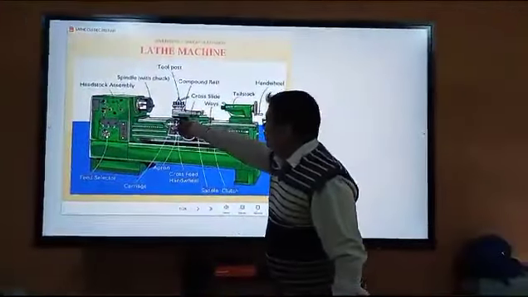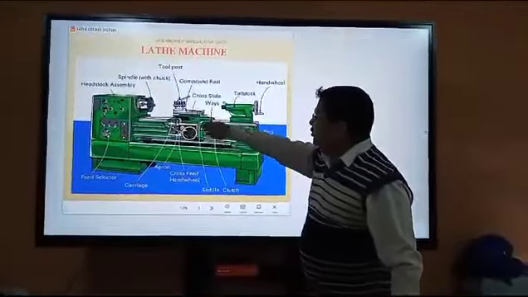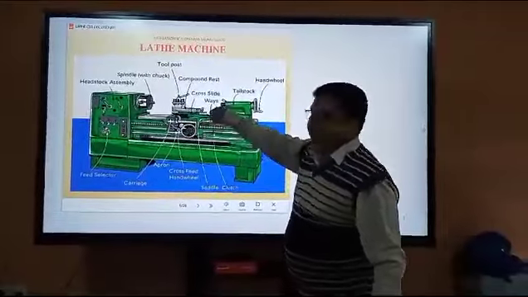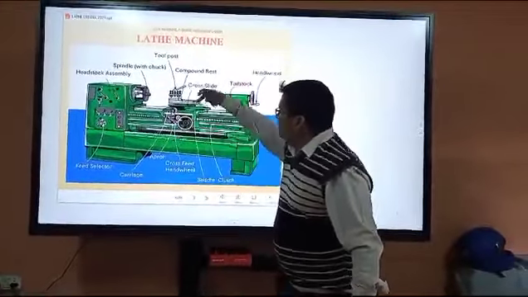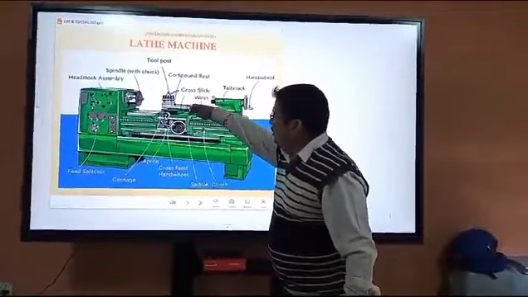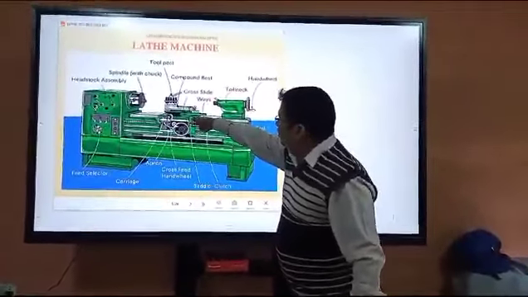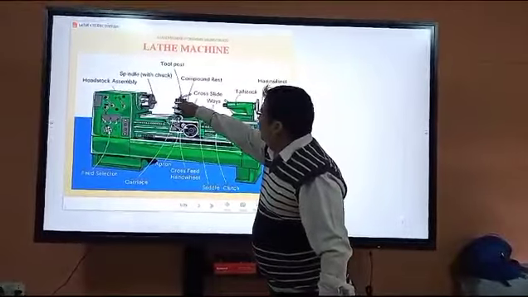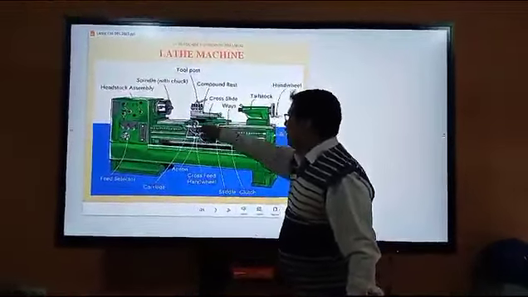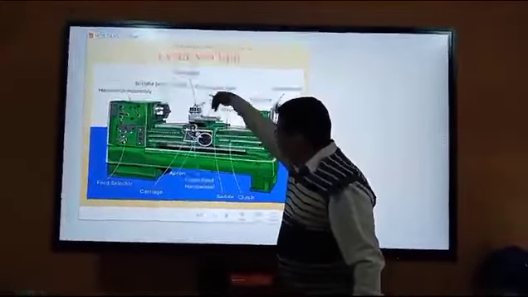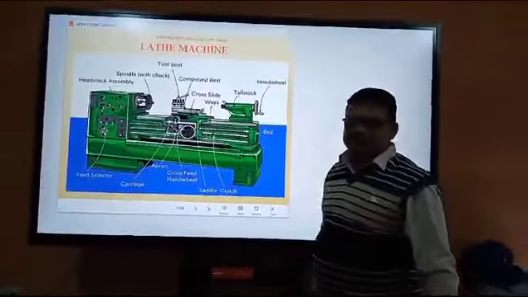Then the next one is the cross slide. This is the cross slide. You can move your cutting tool crosswise through this cross slide's hand wheel. Then the saddle. This one is the saddle. Above this saddle, the tool post, compound slide and cross slide, all these 3 parts are installed.